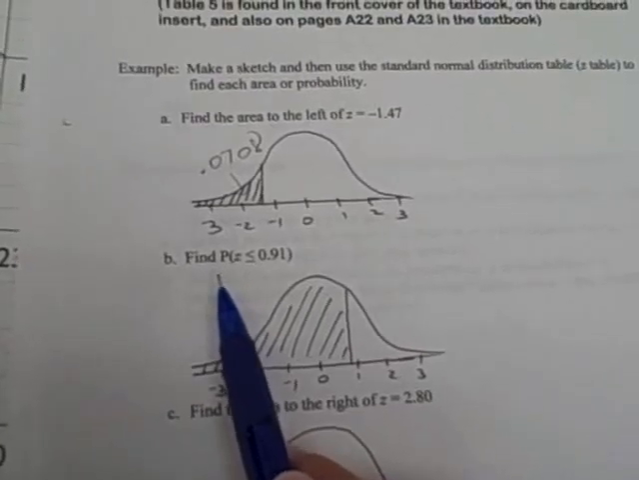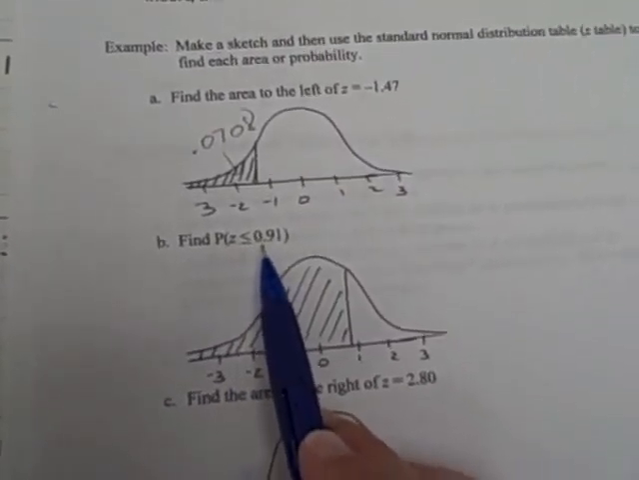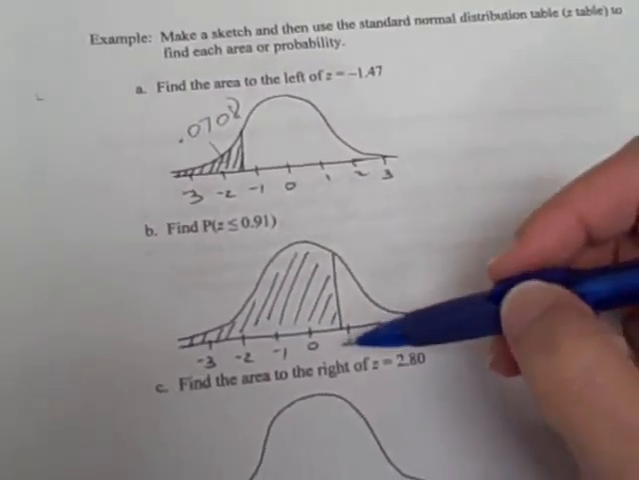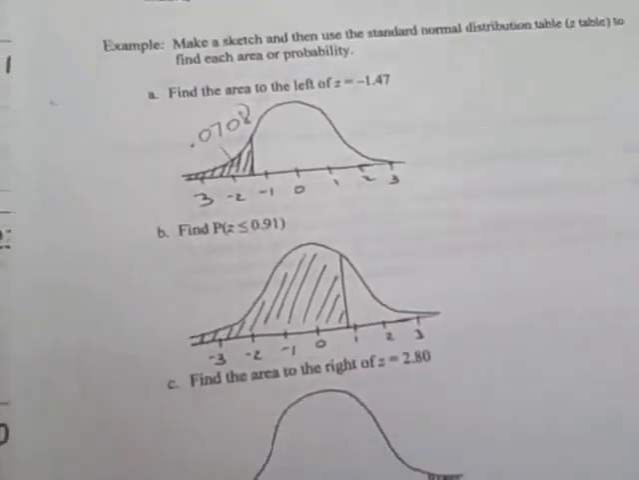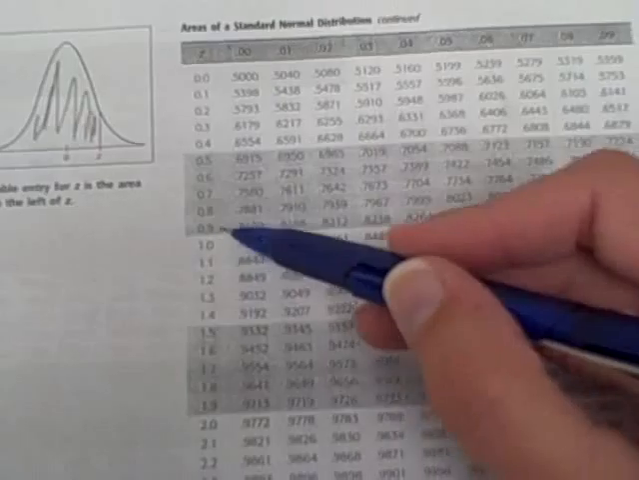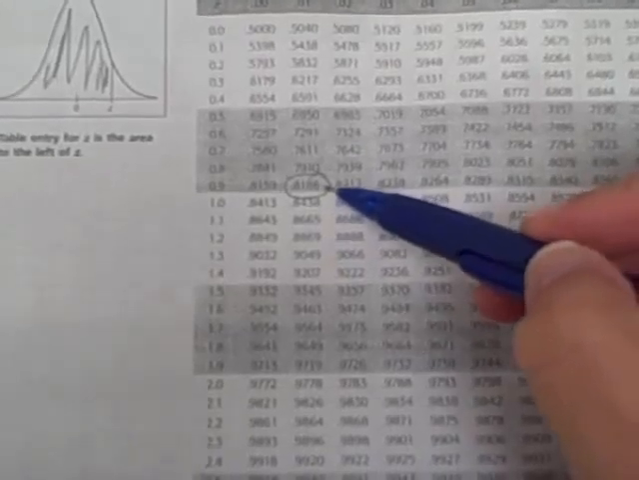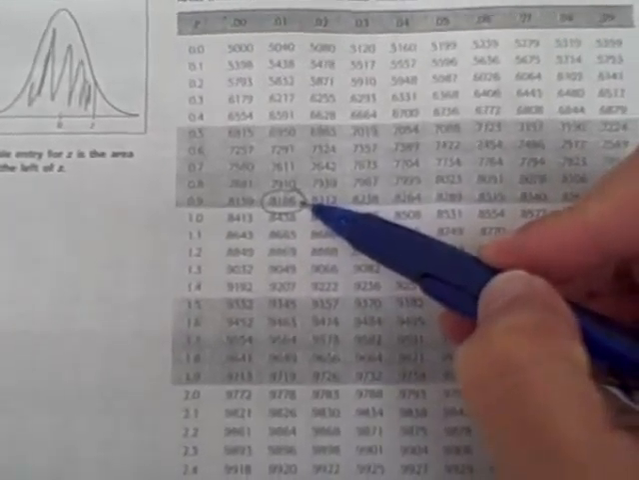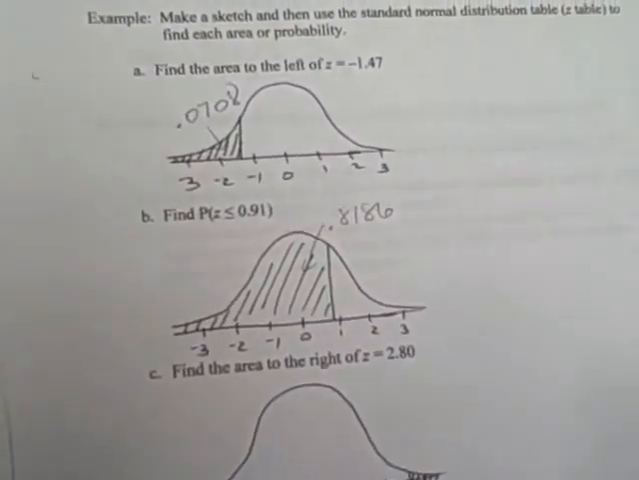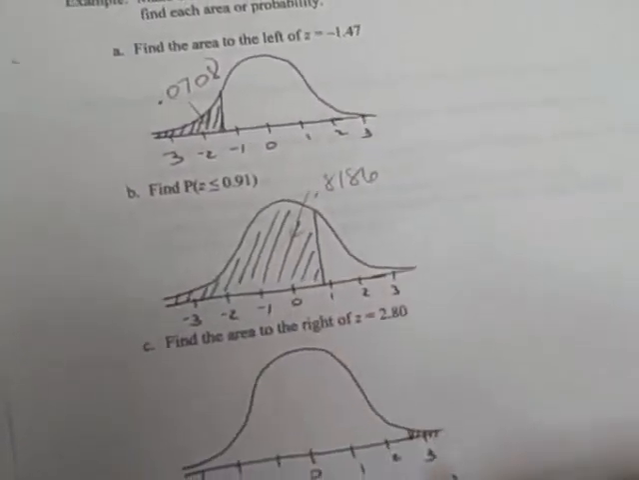This could also be written as a probability. The probability that Z is less than or equal to 0.91, that's going to be the same as the area to the left of 0.91. So we're going to go to our table. This time we have to go to the positive Z side, and we want 0.91. So that 0.8186 is the area to the left of 0.91. So that is this area, that 0.8186 is the probability or the area to the left, okay?